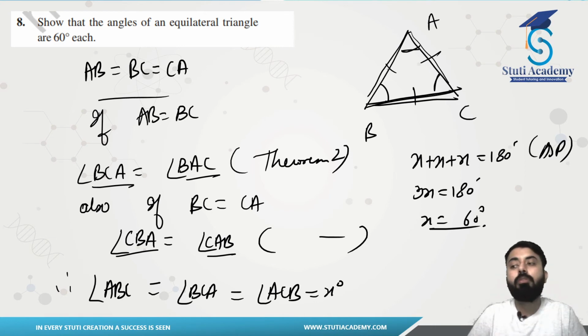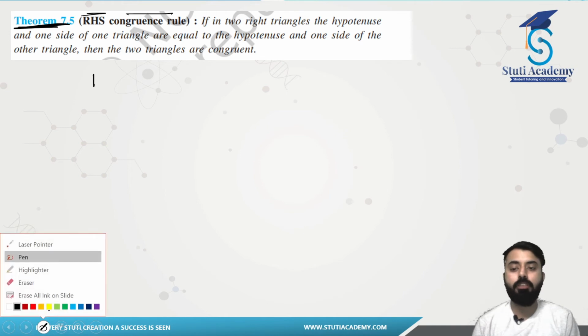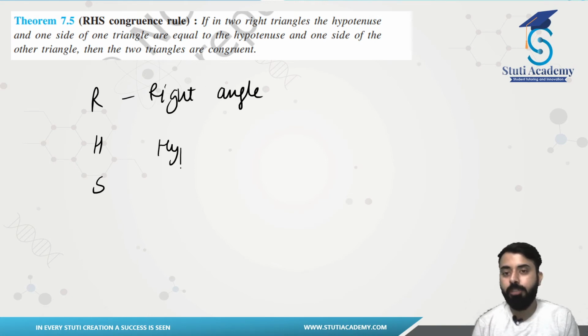Now let's move forward and see what we have now. So we are going to begin with this now. This is theorem 7.5. This is a very important theorem. This is the RHS congruency rule. Now what is the RHS congruency rule? RHS stands for, you guessed it, right angle, hypotenuse and side. Yeah, that's the case.